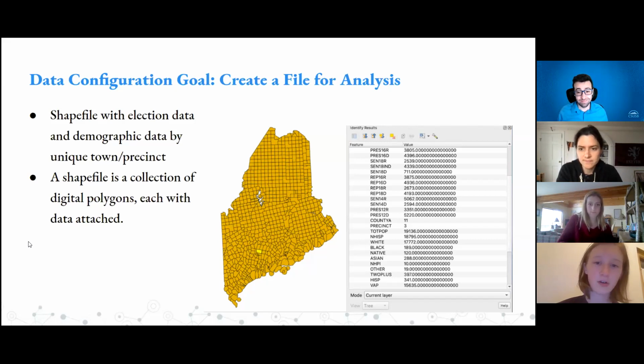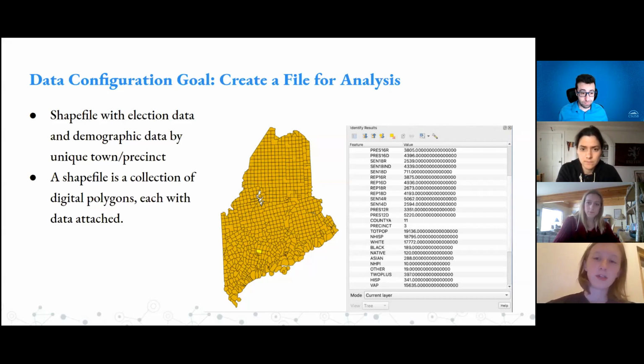So the end goal of the data wrangling process was to create a shapefile, which is just a file type that defines digital polygons based on their geographic location and allows you to attach data to each of those polygons. So in this case, the polygons we wanted were precincts. And if you recall the scales of political geometry that Quinn was discussing, we needed to combine 3 kinds of data: election data, demographic data, and shape data into one shapefile.